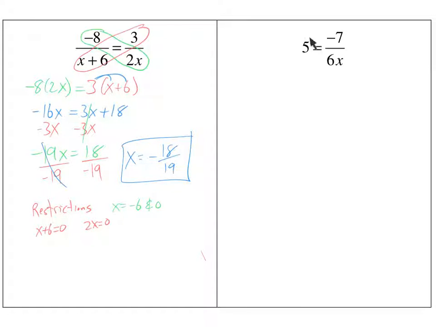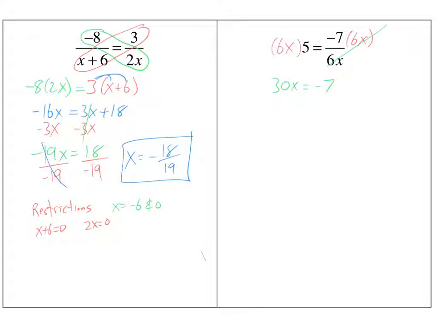So to solve this one, we could make it a proportion by putting a 1 on the bottom. I could put a 1 on the bottom here and cross multiply and solve, but I'm going to do it a different way that's more useful for other problems like this. In order to solve this, I can get rid of this 6x on the bottom by multiplying both sides by 6x. If I multiply both sides by 6x, watch what happens. That disappears, leaving you 30x equals negative 7. That becomes 30x, and negative 7 is left.